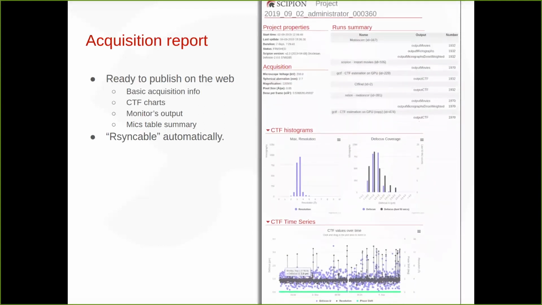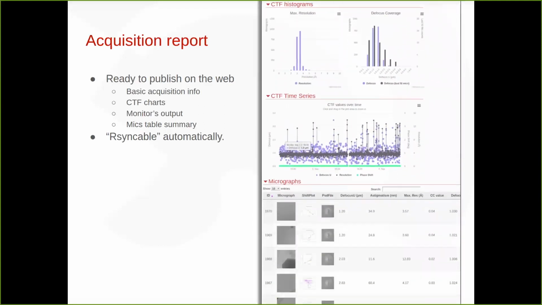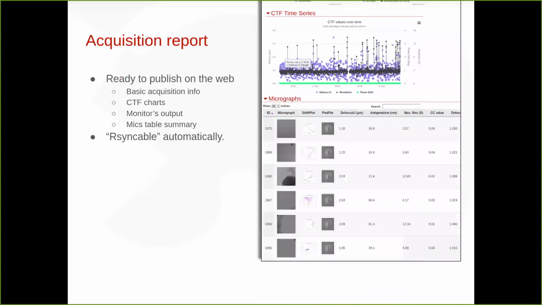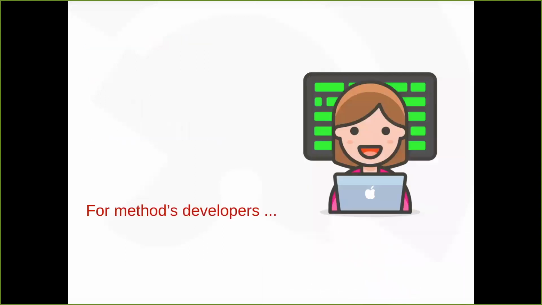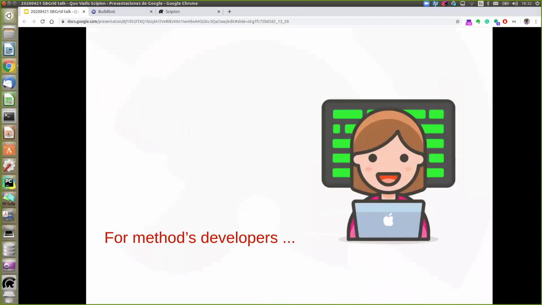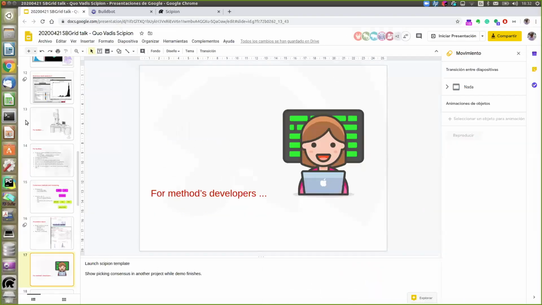So you have an acquisition section at the top. You have some CTF charts, and then you have a table of micrographs with some shift plots and PSD files with the CTF values. So far, this is the facilities point of view.